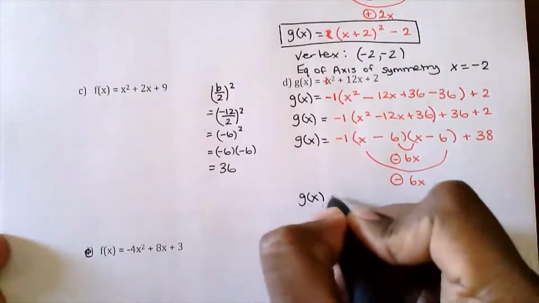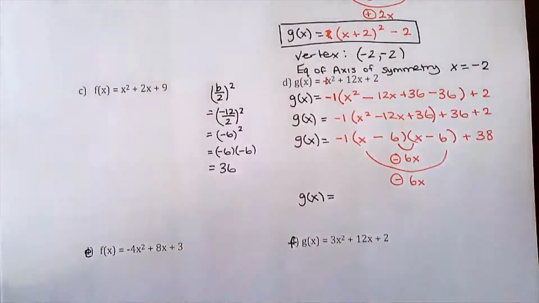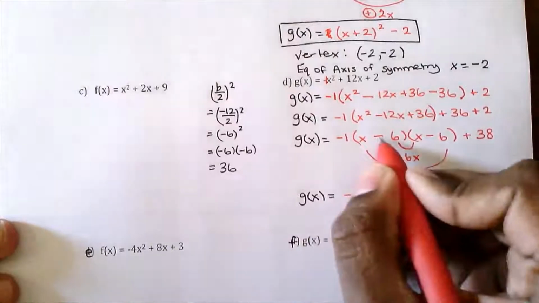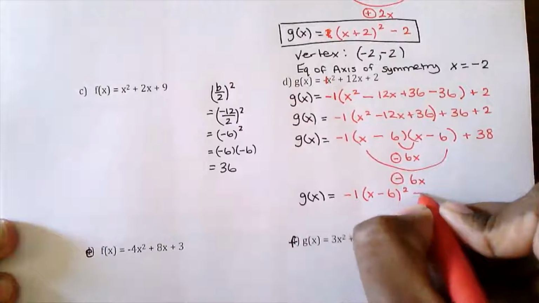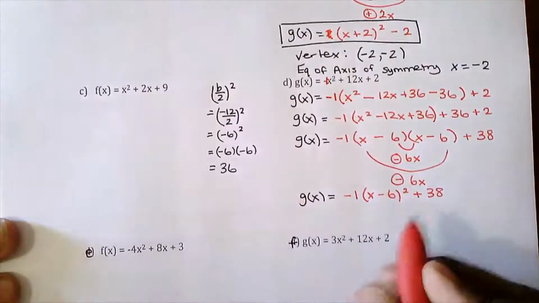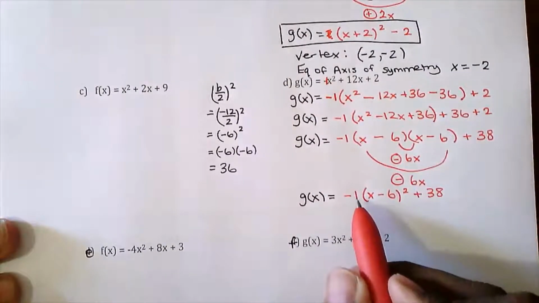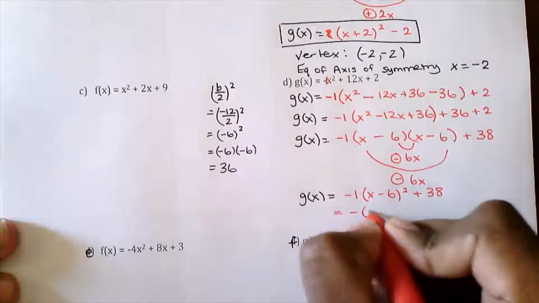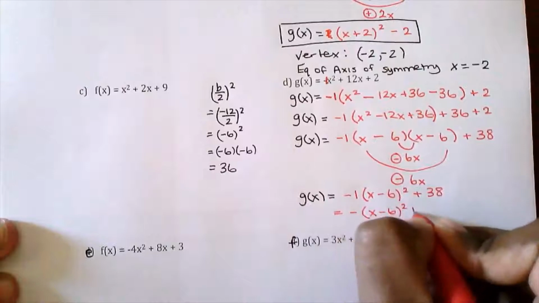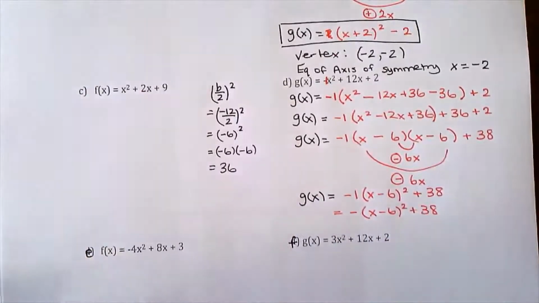And you can write your final answer. So we have a negative 1. We have 2 of these, so we write x minus 6 squared plus 38. Again, we don't usually write in the negative 1, so you should ideally just write negative x minus 6 squared plus 38.